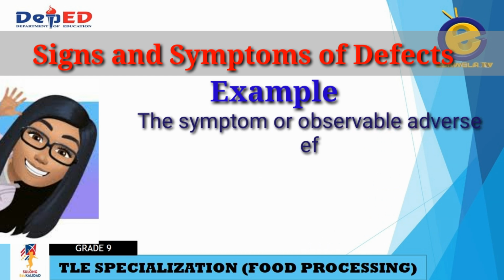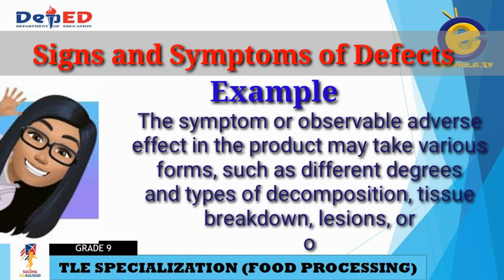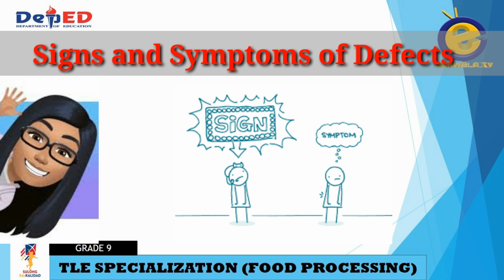The symptom or observable adverse effect in the product may take various forms, such as different degrees and types of decomposition, tissue breakdown, lesions, or other abnormal conditions. In some instances, the symptom per se can conclusively identify the causal factor. For example, the circular, light brown, decayed lesions of brown rot on peaches are unique to Monilinia fructicola.